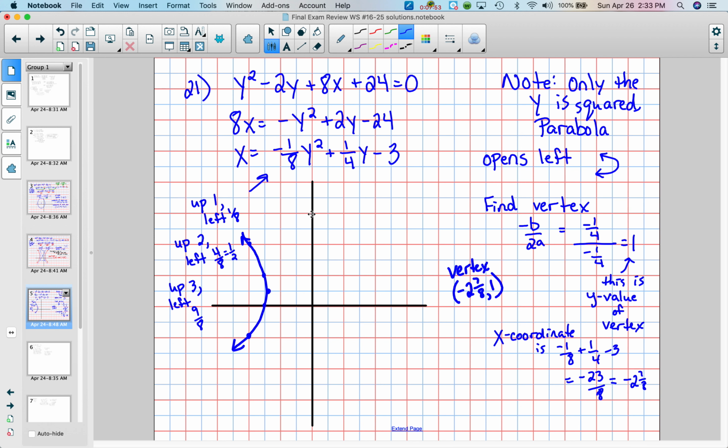Okay, you could also use your calculator and plot points. I'm fine with that if you have a problem like that. I'm fine with you using your calculator, plotting points. You don't have to use the parent graph to do that.